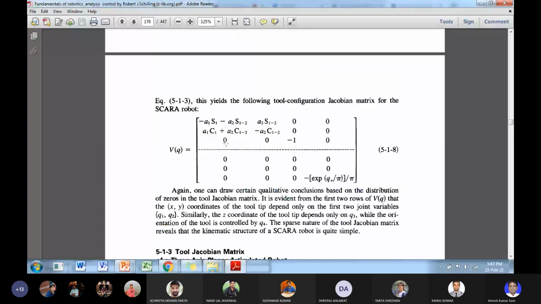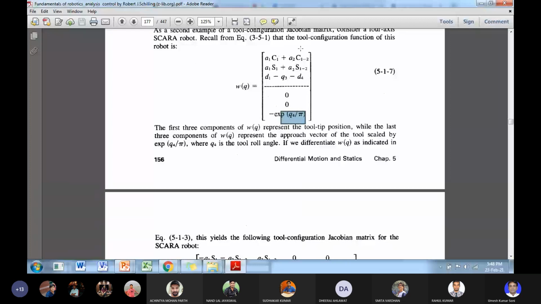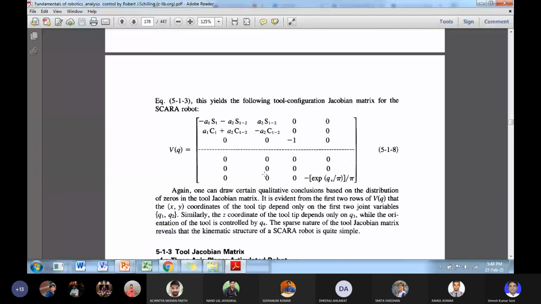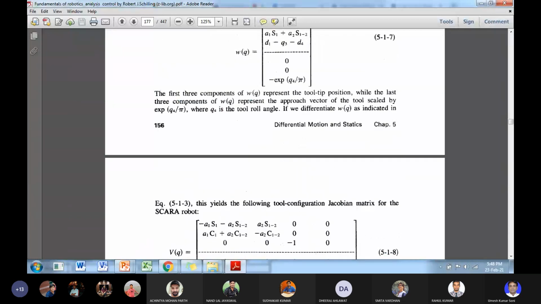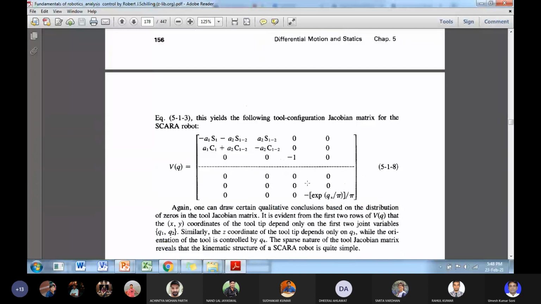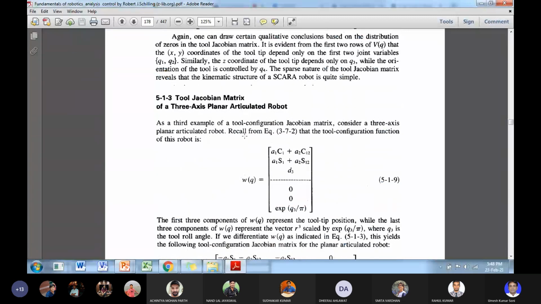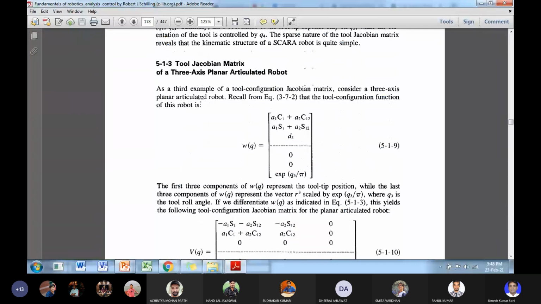Similarly, with respect to theta 2 you can calculate, so this element will have some value because it has the theta 2 variable, and this will be 0, third element will be 0, fourth element 0, fifth element. So only 2 elements will be there, and all the rest are 0. And similarly, because we have only 4 variables, 1 2 3 4 columns are there, 4 joint variables and 4 columns. Okay, so this is another example of tool Jacobian matrix.